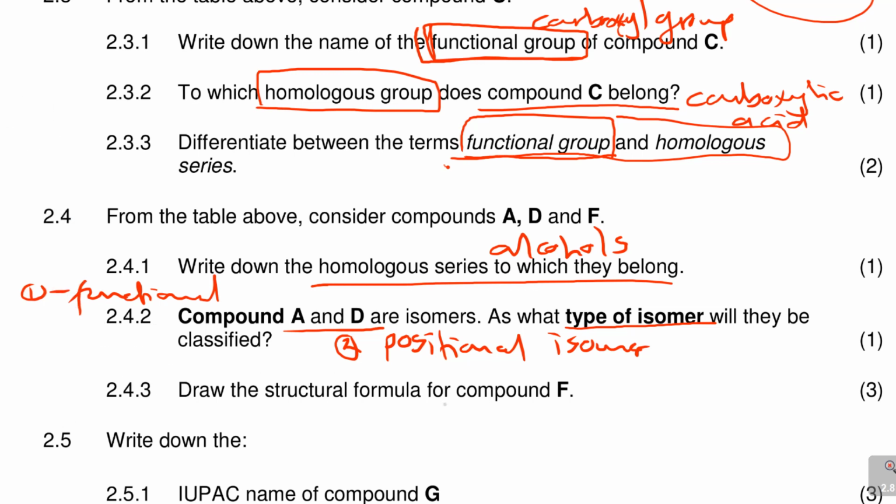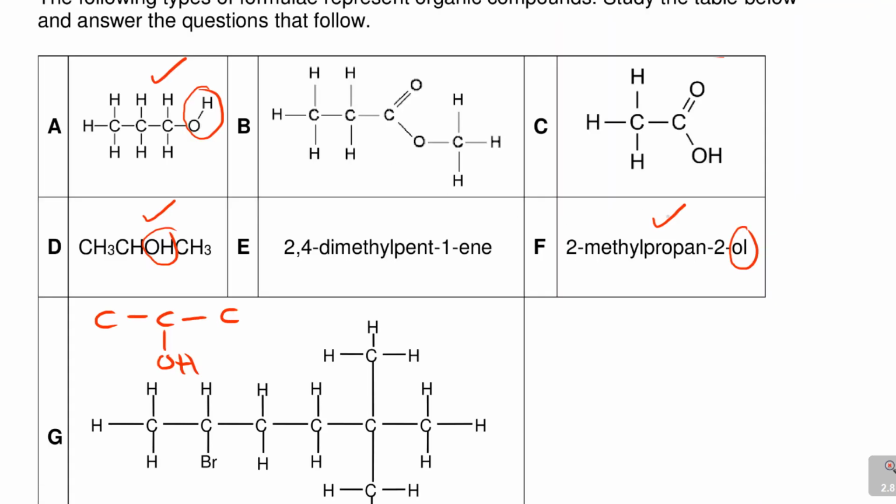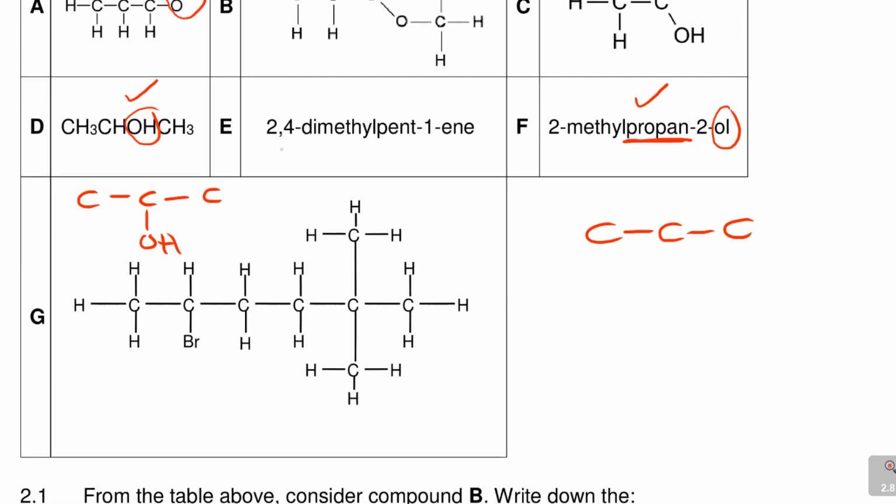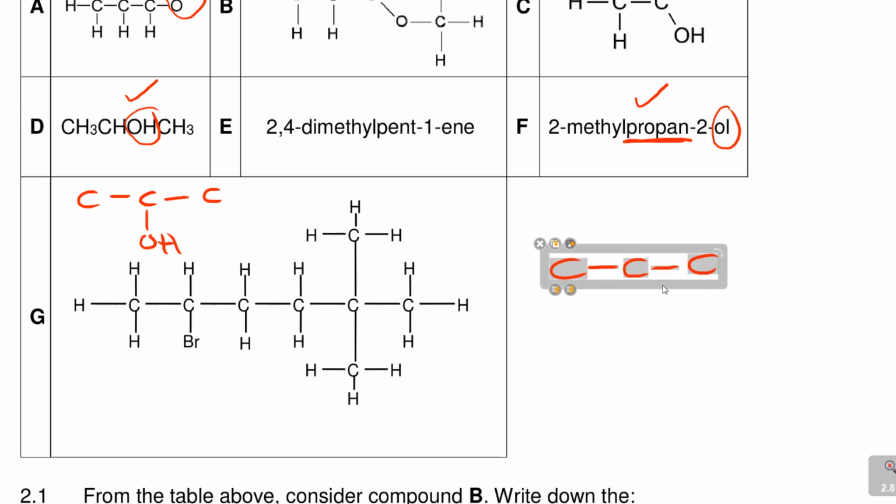Then it says draw the structural formula of compound F. There is F. It says 2-methylpropan-2-ol. The key word, the longest chain is propane. Prop means 3: 1, 2, 3. Are you with me? So now with 3 carbons, I have propan-2-ol, because in carbon number 2 I've got OH.